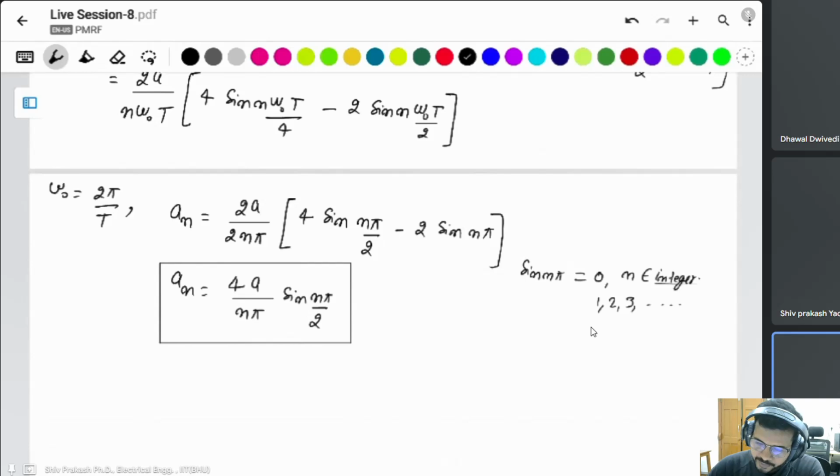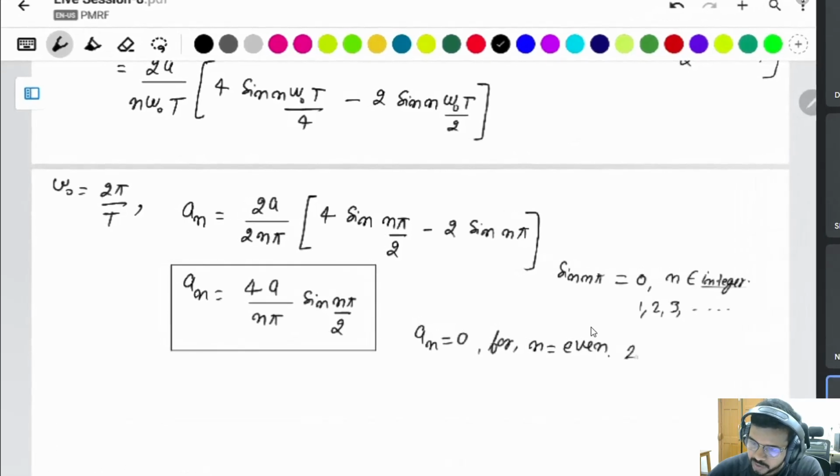For n pi, there is also a_n equal to 0. For n even, we put an even value like 0, 2, 4, 6, 8, 10. If we put values like that, then the a_n value will be 0, because if you put n equal to 0, sine 0 is 0. If putting 2, it means sine pi will be 0, sine 2 pi will be 0, sine 3 pi will be 0.